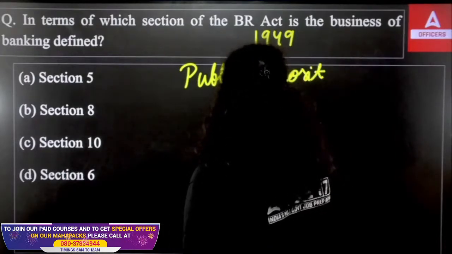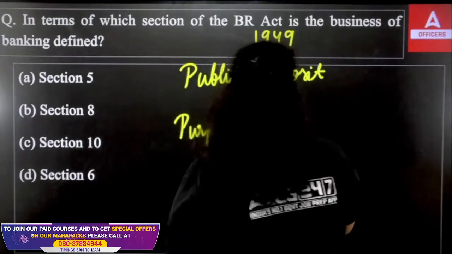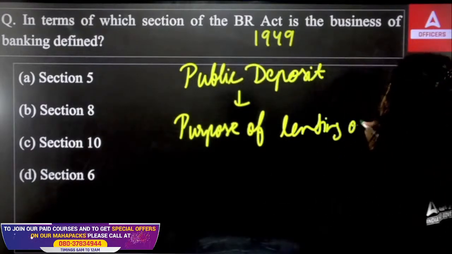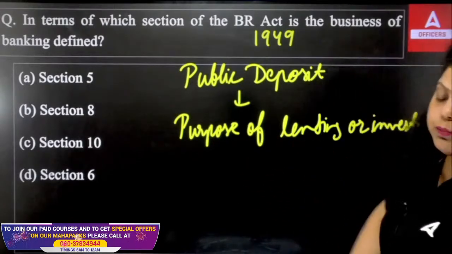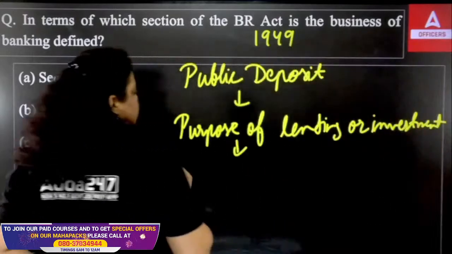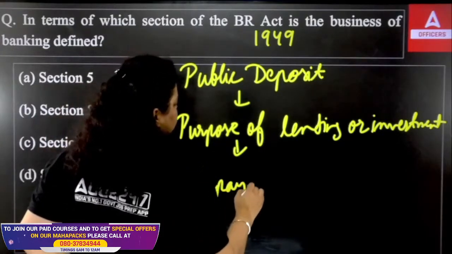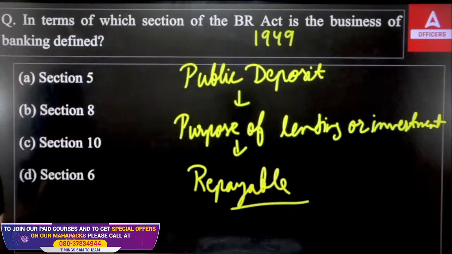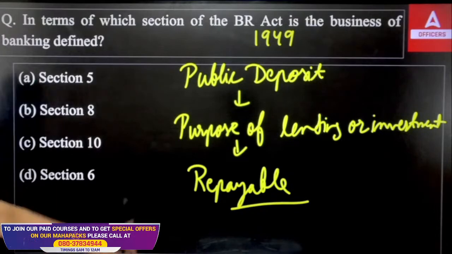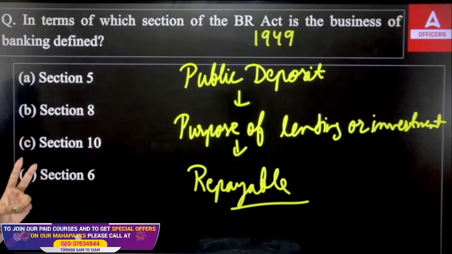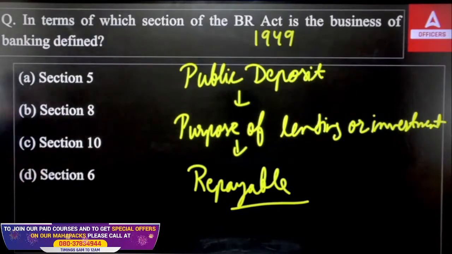Accepting deposit from the public for the purpose of lending or investment. For the purpose of lending and investment, you are accepting deposit from the public. Then the last one is that it will be repayable on demand. That is known as your business of banking. So first is accepting deposit from the public for the purpose of lending or investment, and that will be repayable on the demand of the customer. Now these are the business of banking.